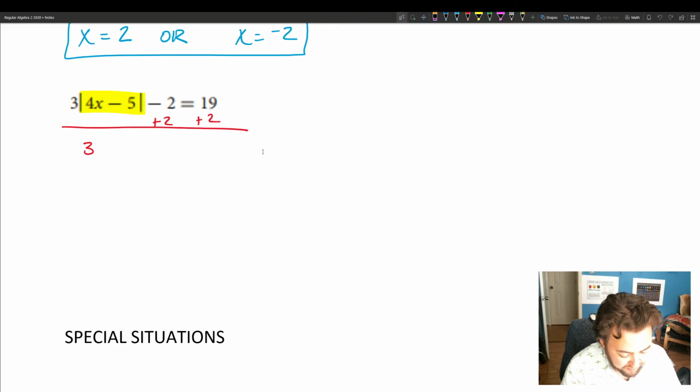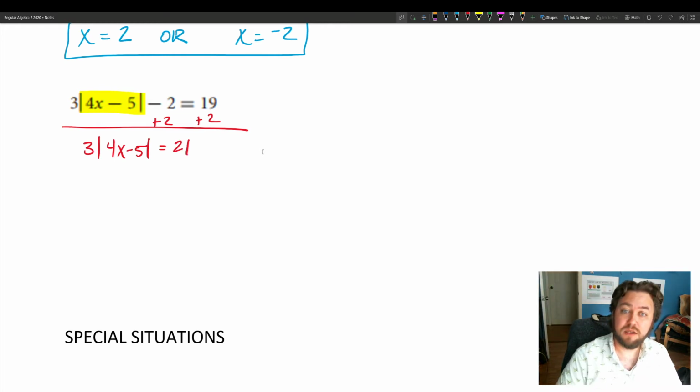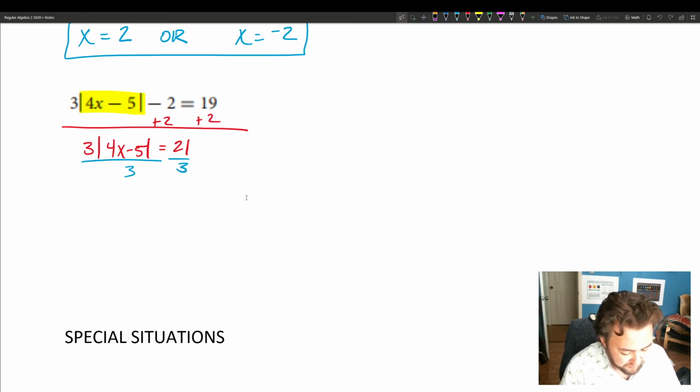I get 3 times the absolute value of 4x minus 5 equals 21. Okay, now this is 3 times the absolute value, and I'm going to treat this absolute value kind of like it was its own variable, like an x or a y or a z. So I'm just going to divide everything here by the 3 to get rid of that coefficient. So 3 divided by 3 cancels out, and I get the absolute value of 4x minus 5 is equal to 7.